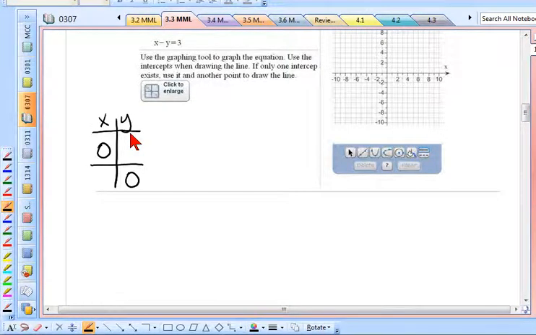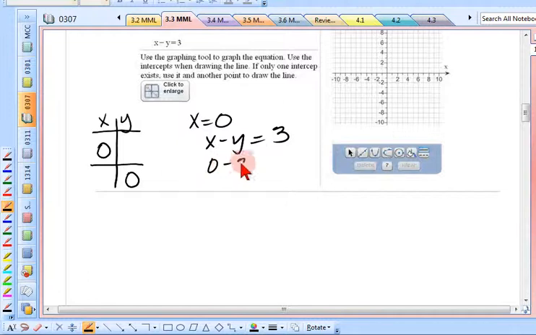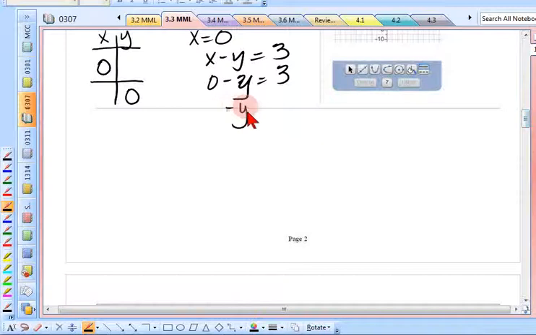Now, I'm going to show you something. Well, you can do this if you want. Let's start by doing it traditionally. X is 0. And I have x minus y is 3. 0 minus y is 3. That means that negative y is 3. Am I finished? No. Divide by negative 1. And y is negative 3.